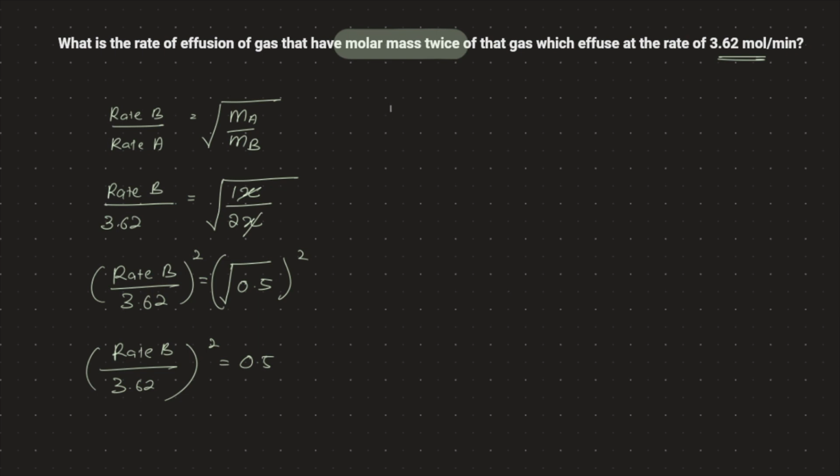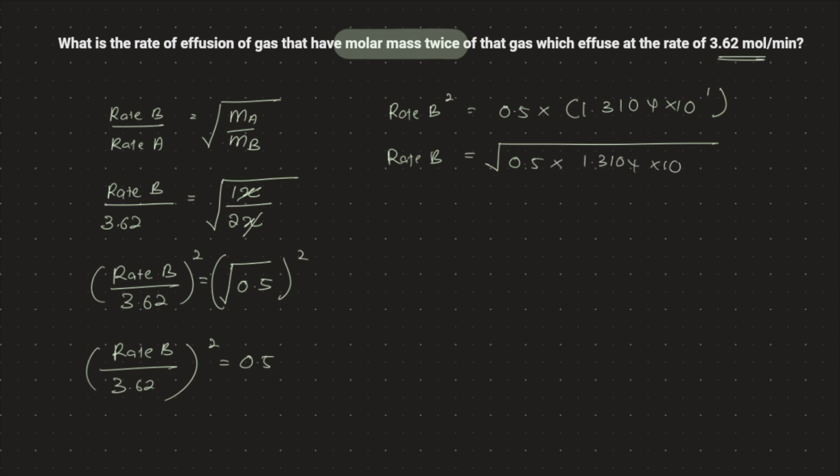Therefore, we can have your rate B squared is equivalent to 0.5 times 1.3104 times 10 to the power of 1. Therefore, your rate B is equivalent to the square root of 0.5 times 1.3104 times 10 to the power of 1. Therefore, you should get 2.5597. So the unit shall be mole per minute. So this is the final answer for the fourth question.